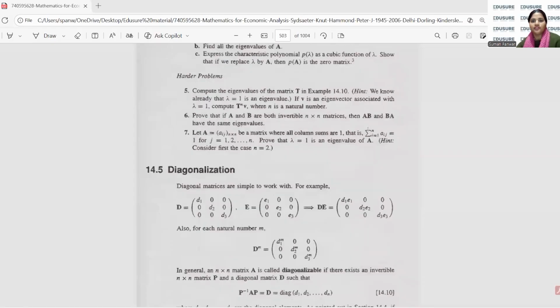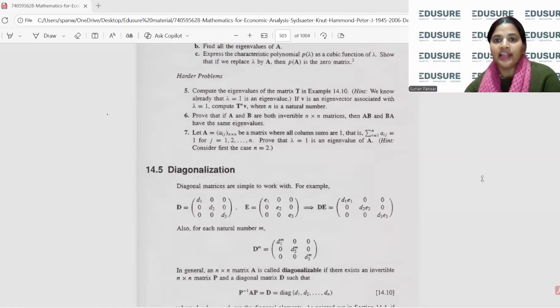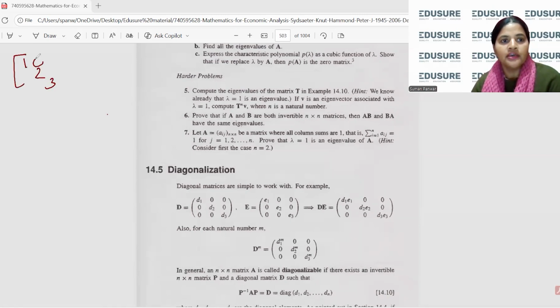What is a diagonal matrix? First of all, let us learn what is a diagonal matrix. So a diagonal matrix is the one, first of all, it is going to be a square matrix. And a diagonal matrix will be the one which will have only diagonal entries. That means all the non-diagonal entries will be 0. So for example, 1, 2, 3, 0, 0, 0, 0. This is a diagonal matrix.